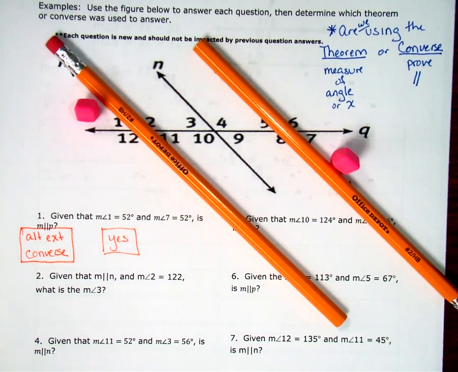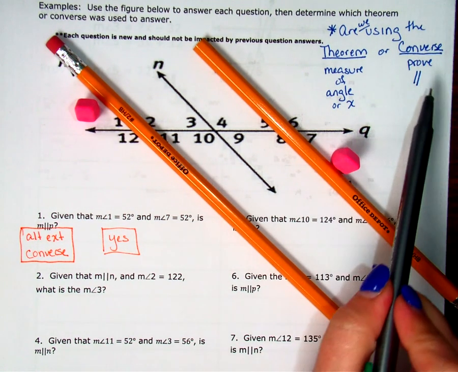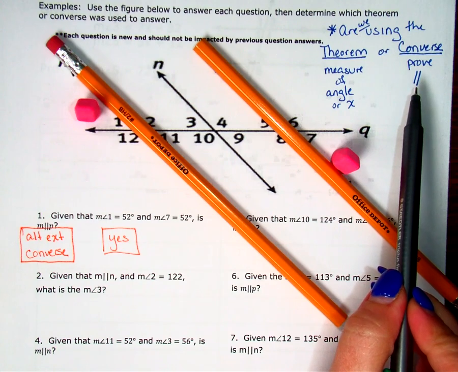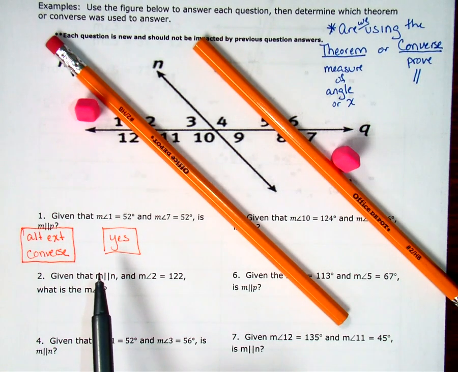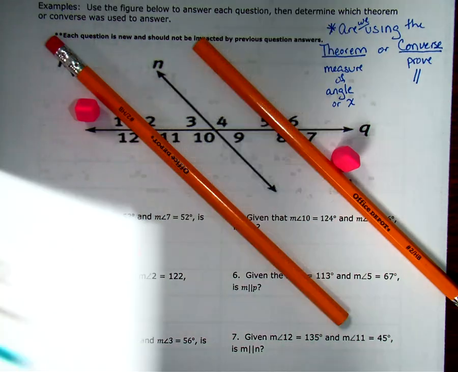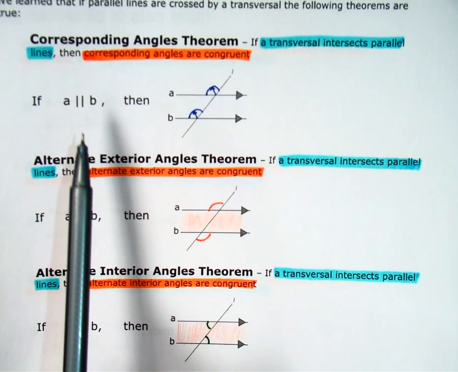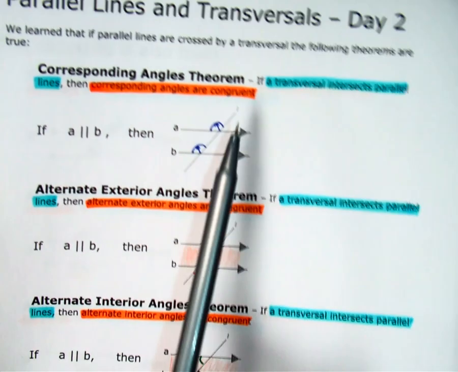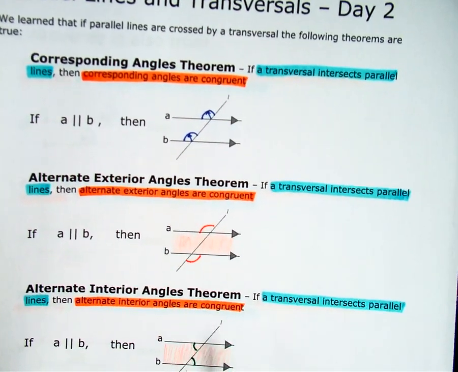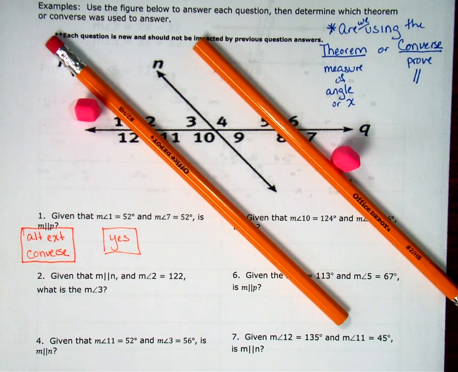When I look at number 2, this time it says given that M is parallel to N. So I know starting out that M is parallel to N. Since I already know I have parallel lines, I'm not trying to prove I have parallel. I'm starting with given my lines are parallel, which means I'm starting with a theorem. I'm not trying to prove parallel.